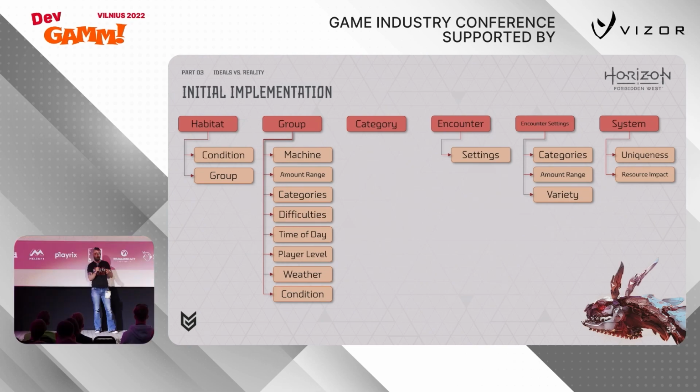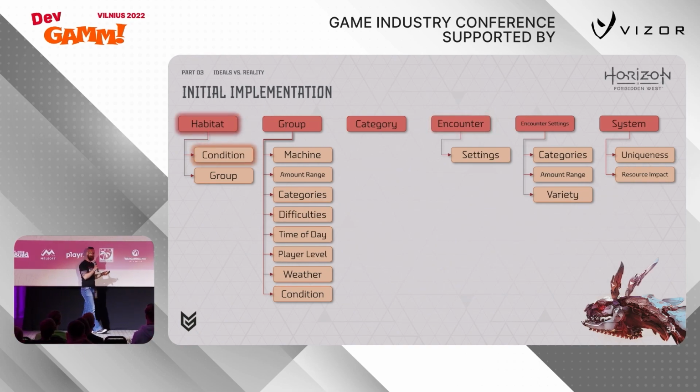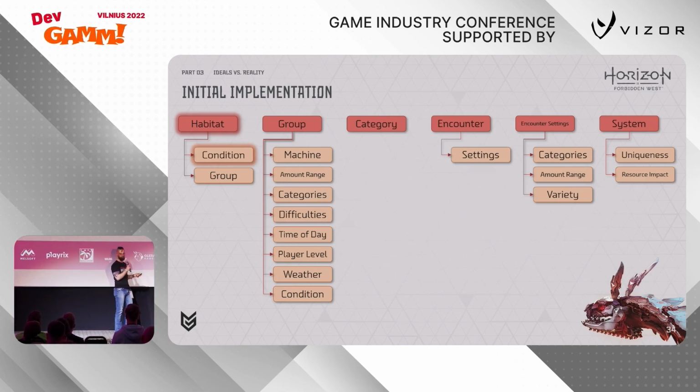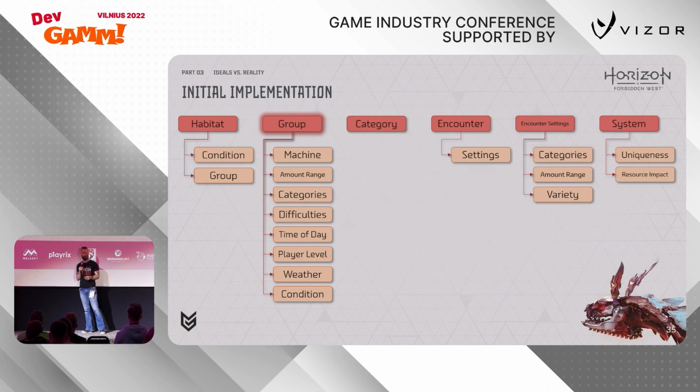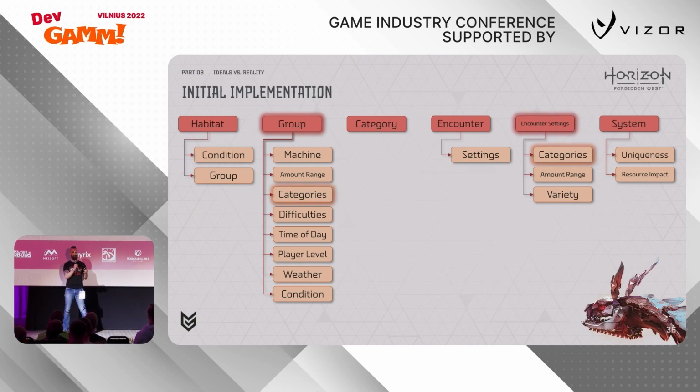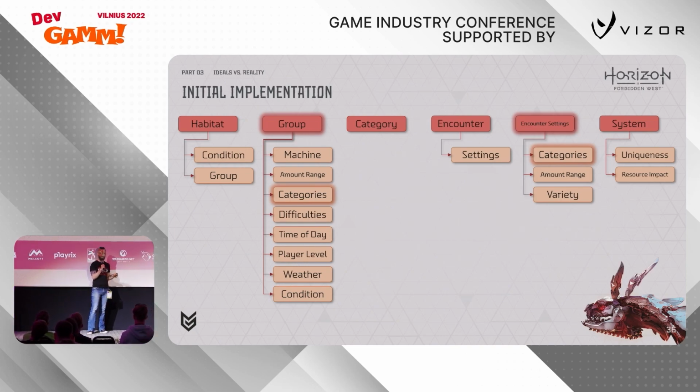The procedure for the system would be as follows. The player enters the range of the encounter. Then the encounter checks what habitat it is in while checking if they are enabled based on the attached condition. This provides the encounter with a list of all available machine groups at that location. All groups are filtered by the allowed categories for that encounter. That creates the initial list of all possible machines to spawn.